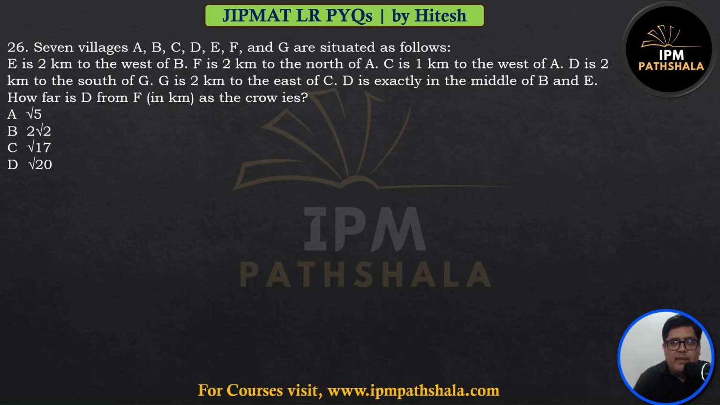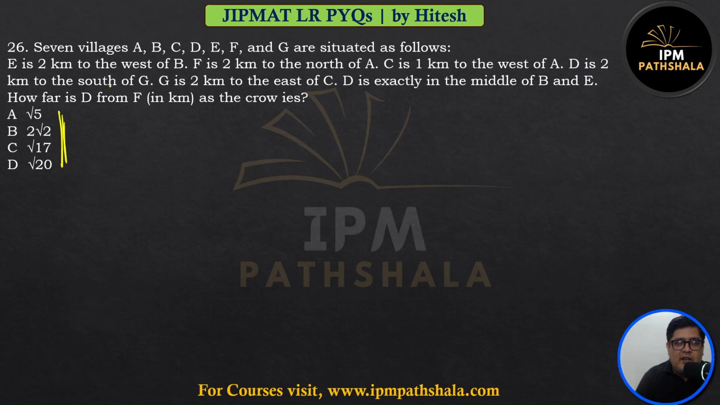Seven villages A, B, C, D, E, F, G are situated as follows. E is 2 kilometers west of B, and so on. We'll read that. But look at these options. If these options make you uneasy, you should not solve this. Options are in square root because we calculate hypotenuse as distance.